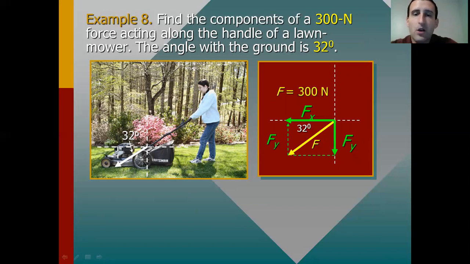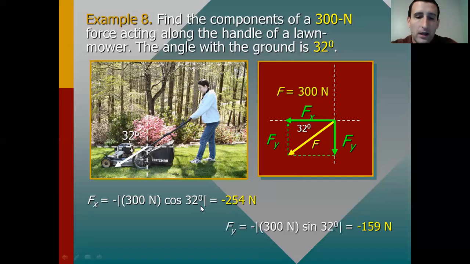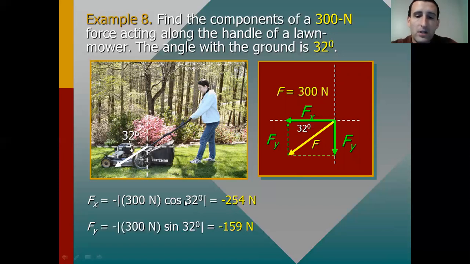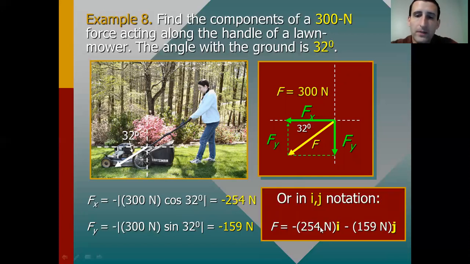Again, this is why we're learning about vectors. We're going to be doing a lot of this sort of problem in subsequent chapters, and I need you to be able to solve them without me having to reteach SOHCAHTOA every time. So we got 254 newtons to the left, and I've got 159 newtons downwards. These both end up being negative because we're in the third quadrant, right?